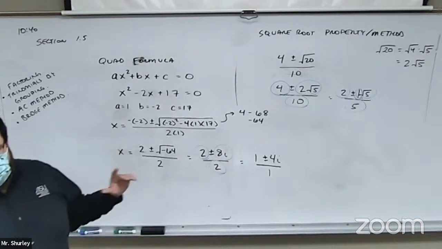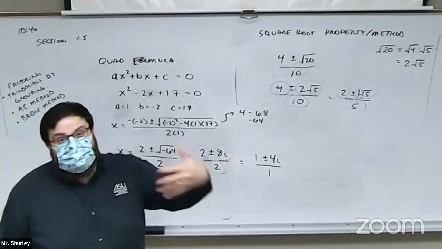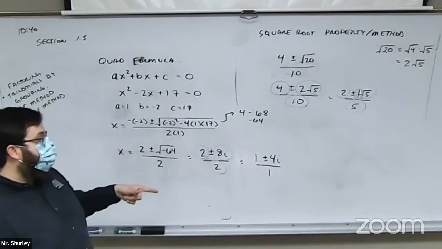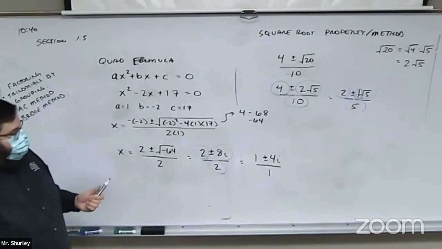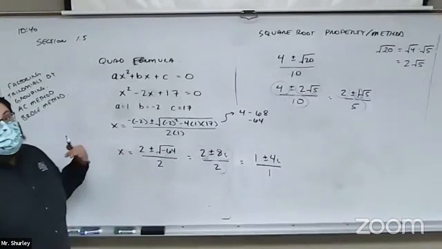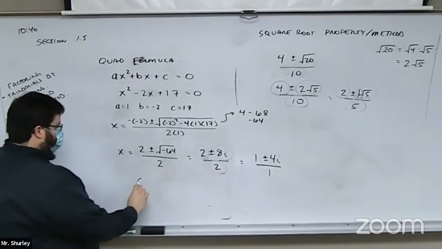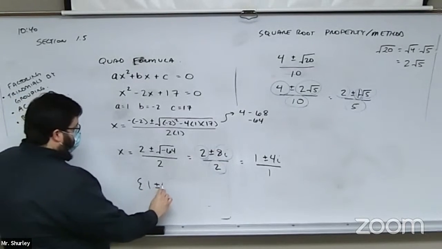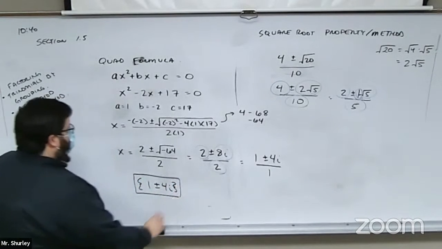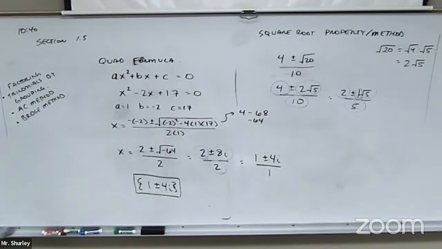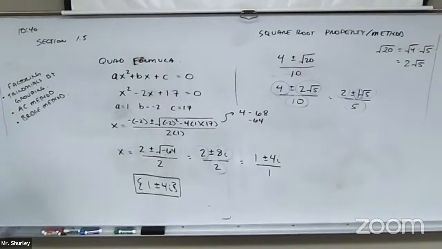And I know what you're thinking. Hey, Mr. Shirley, you don't have to put divided by 1. And you're right. Anything divided by 1 is itself, so you don't have to write the 1. So the answer, and I'm not sure who said that earlier, I don't have the voices down yet, but the way the book answered it was like this. They wrote it like this: 1 plus or minus 4i. But that's the way the book answered.